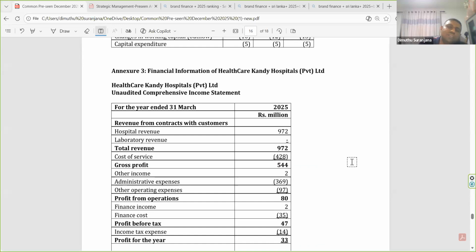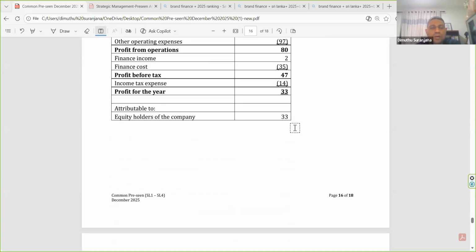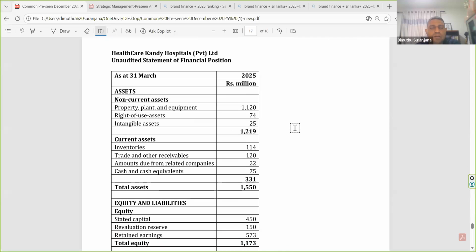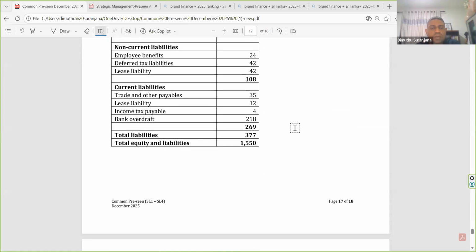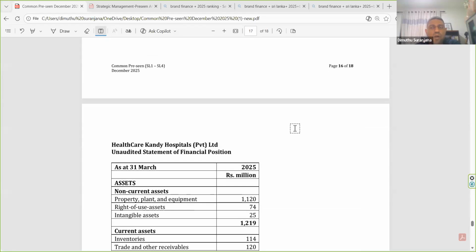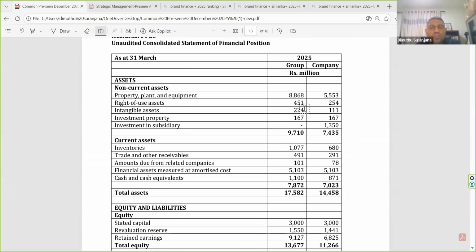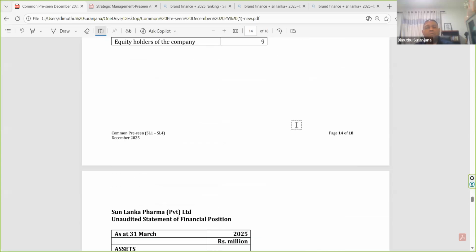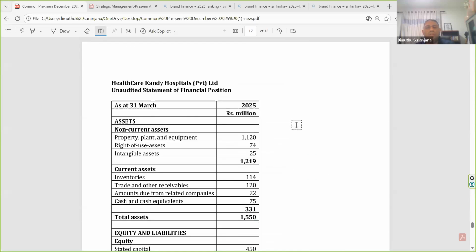So they have given the financial information of Healthcare Kandy Hospital also, right? Profit 33. Balance sheets, there is not much issue. Current assets is higher than the current liabilities, right? So if you look at the group, property is very high, probably the lab is more profitable. That is the assumption. Because if you look at this Kandy Hospital, there is not much profit.